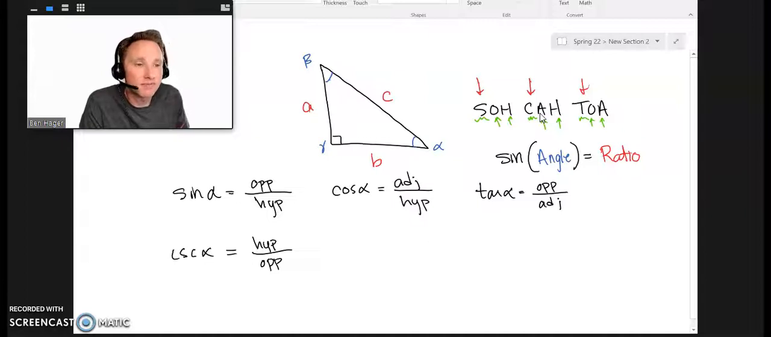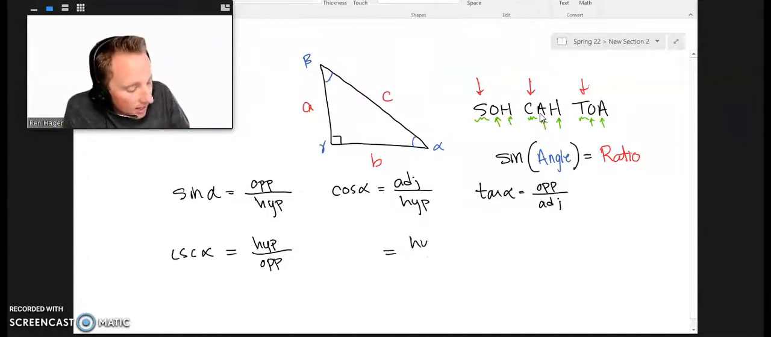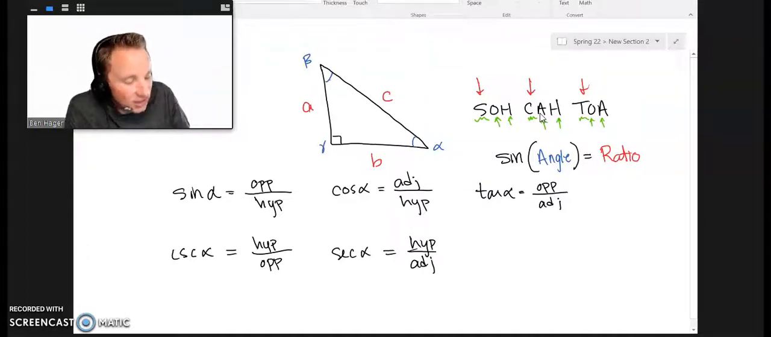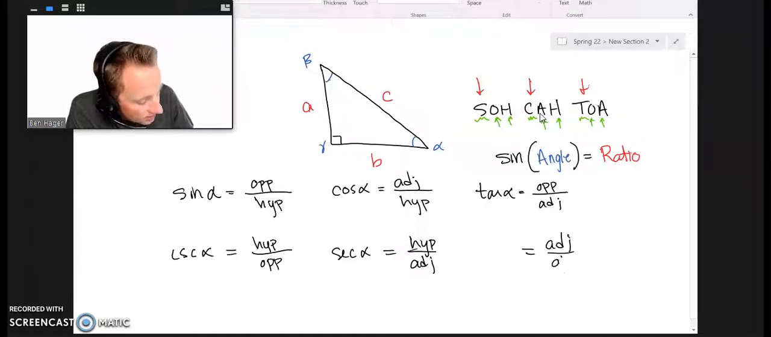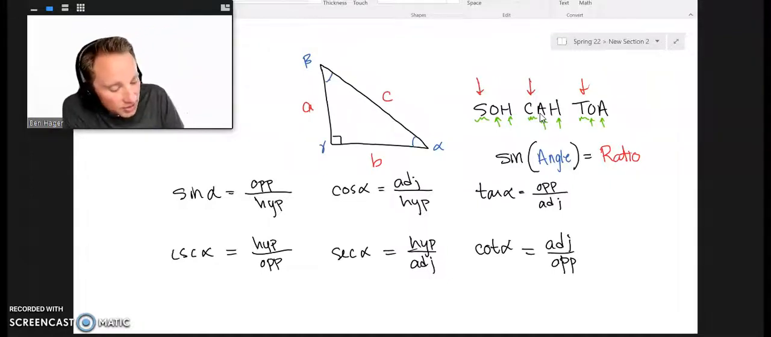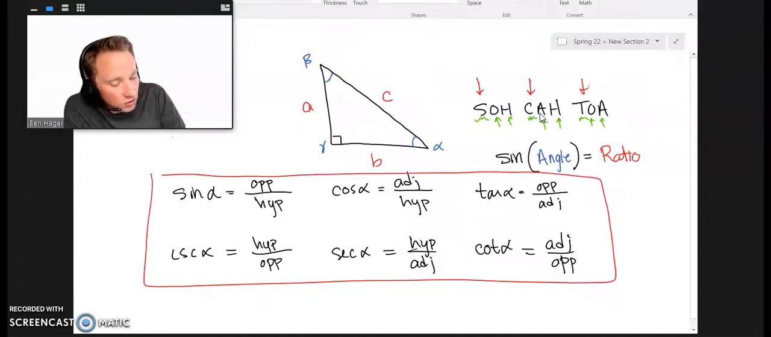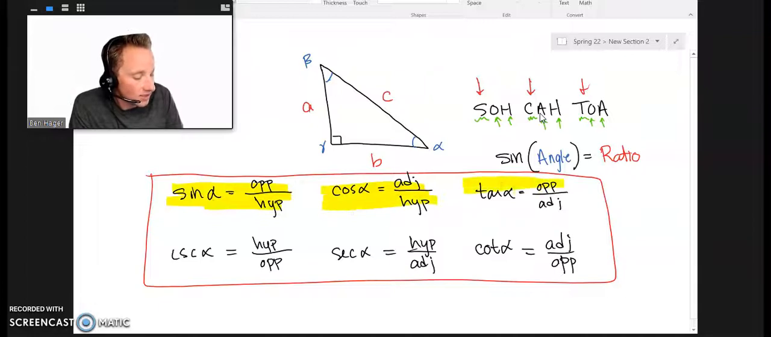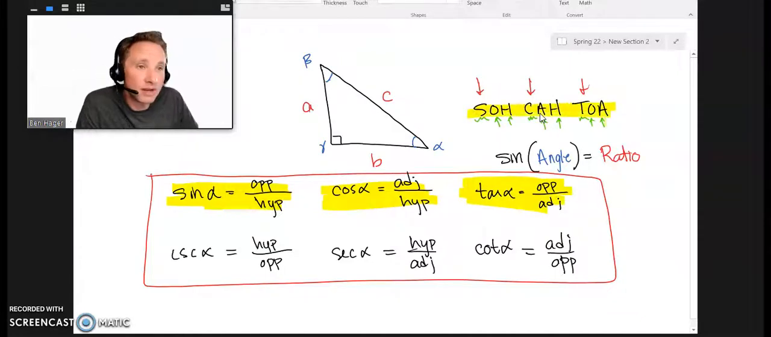CSC, cosecant of alpha. If I looked at the hypotenuse over the adjacent, that's the reciprocal of cosine. That is secant of alpha. And then lastly, if I want the reciprocal of tangent, if I took the side adjacent over opposite, that would be cotangent of angle alpha. So these are your 6 trigonometric functions. You really only need to know the top 3 here, sine, cosine, and tangent, because to get the reciprocals, you just flip them over. And again, one of the best ways to memorize that is Soh Cah Toa.